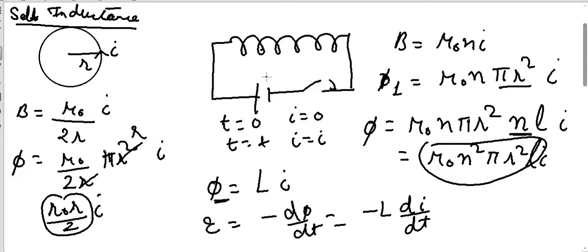So there is an induced EMF. Flux is changing, so from Lenz's law, there will be an induced EMF which will oppose this change in flux, or it will oppose the cause of that flux. The cause of that flux is the current. So there will be an induced EMF which will oppose this current.